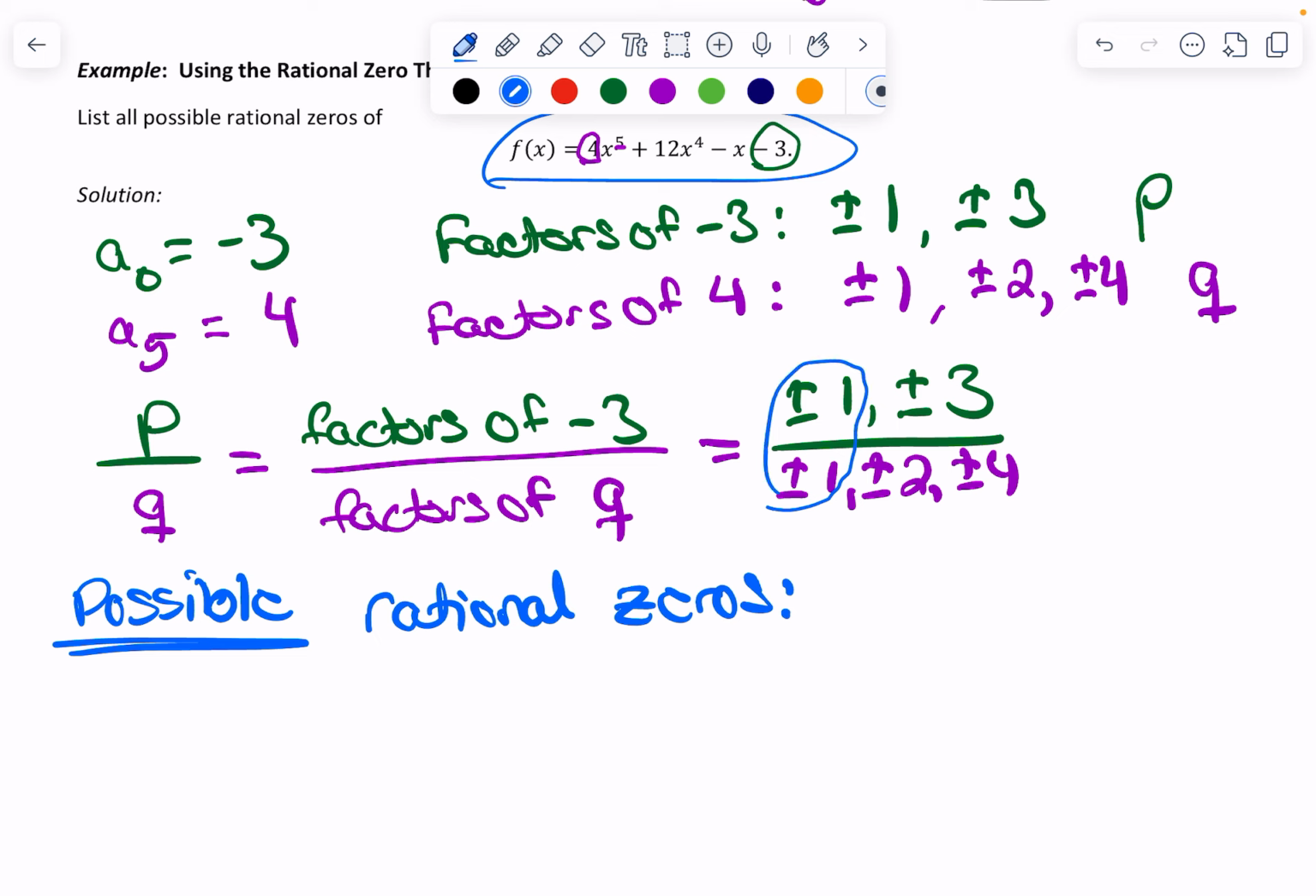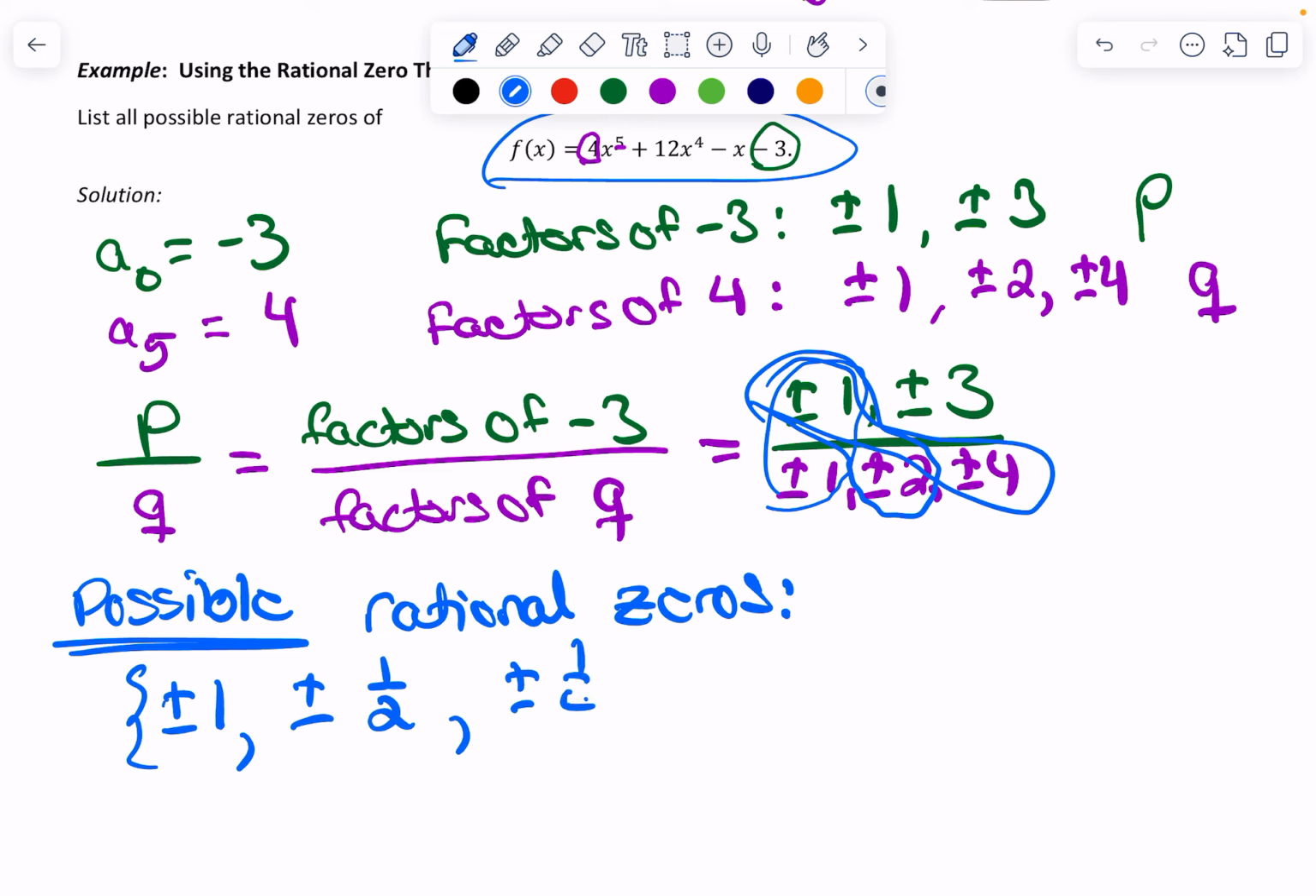We're going to take the 1 and divide it by 1. So it's going to be positive and negative 1, and this is going to be a set. So we're going to put it inside braces. Then we're going to take 1 divided by 2, and we're using still positive and negative. So 1 divided by 2 is going to be a half. 1 divided by 4, so positive and negative 1/4.